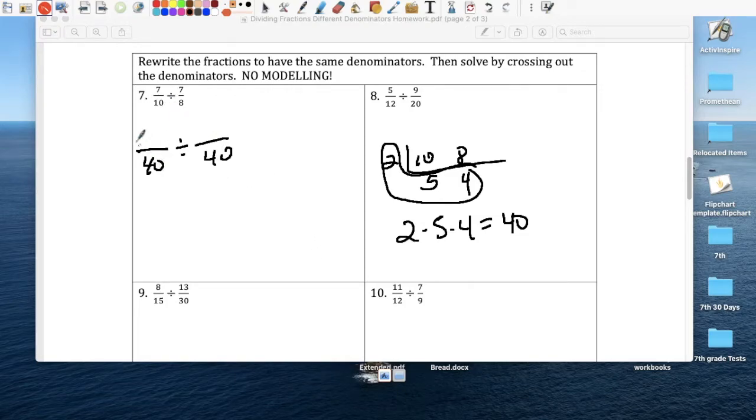How did a 10 become a 40? Times 4. So I multiply times 4 and then times 4 on the top. I get 28. How did the 8 become a 40? Times 5. I multiply the top by 5, which I get 35. That's it. Cross, cross, and I get 28 over 35. That's the quick way of doing it.